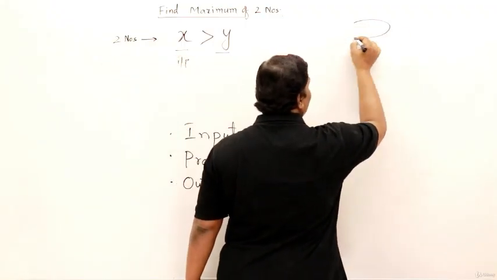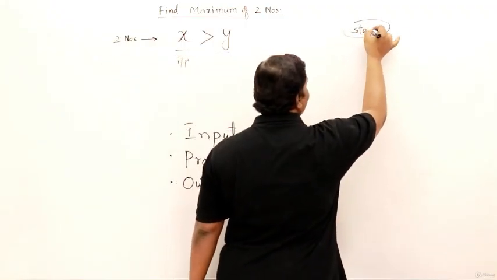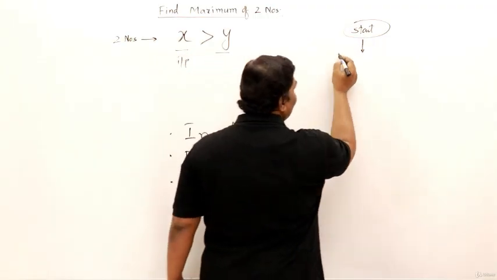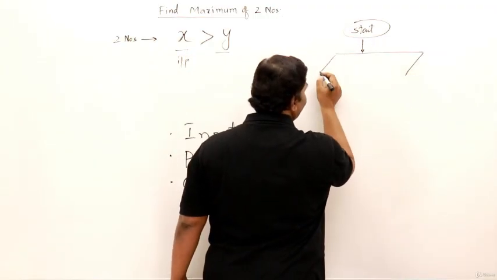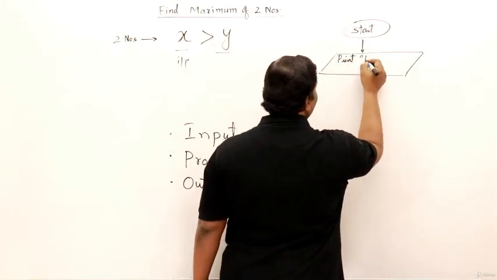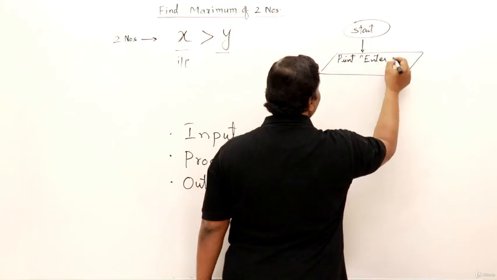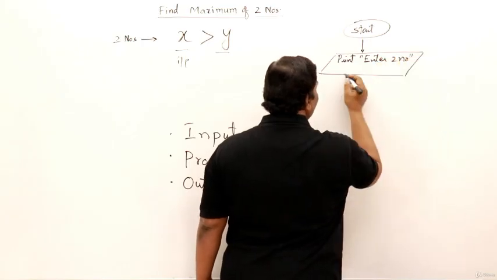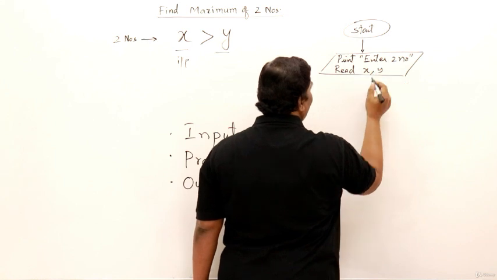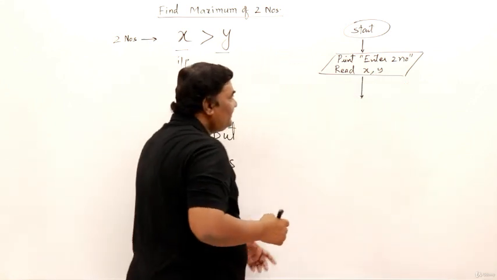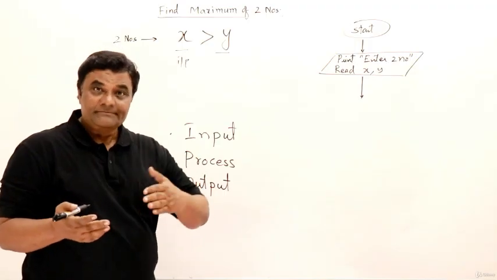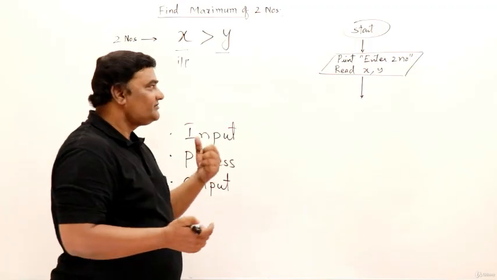Let us start. Flow chart starts. Then what is the first thing? Input output. So I should take two numbers. I should give a message using input output box and print enter two numbers. Then I should read the numbers. Here I will use variables x and y. Next, after reading these values, I should check which one is greater. Which one means, is x greater than y? I should check this one.